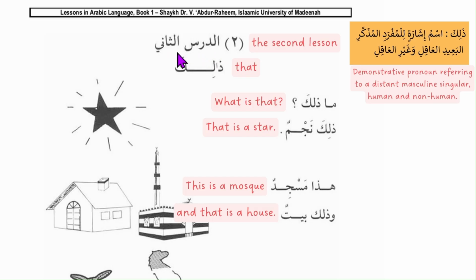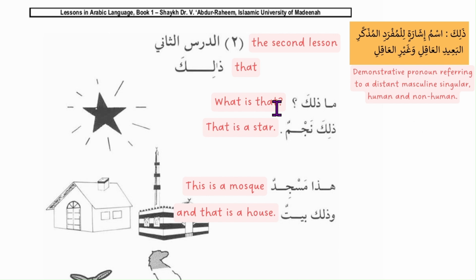الدرس الثاني, the second lesson. ذلك, that. ذلك اسم إشارة للمفرد المذكر البعيد العاقل وغير العاقل. ذلك is a demonstrative pronoun referring to a distant, masculine singular, human and non-human.